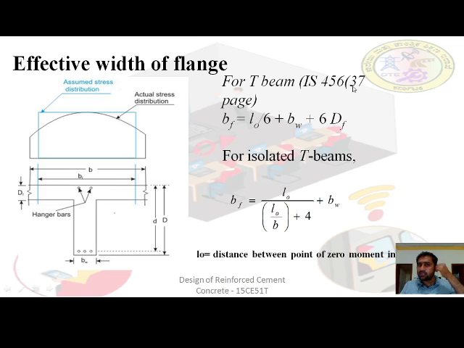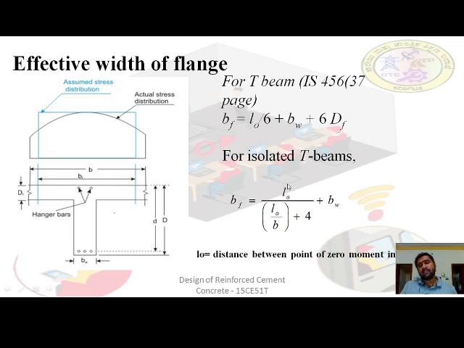On page number 37 of IS 456, there is a codal provision. The effective width for the T beam is calculated as L0 by 6 plus BW plus 6 times DF, where L0, as I have already told, is the distance between the points of zero moments. BW is the width of the web, and DF is the depth of the flange. By substituting in this formula, we can get the effective width of the T beam.